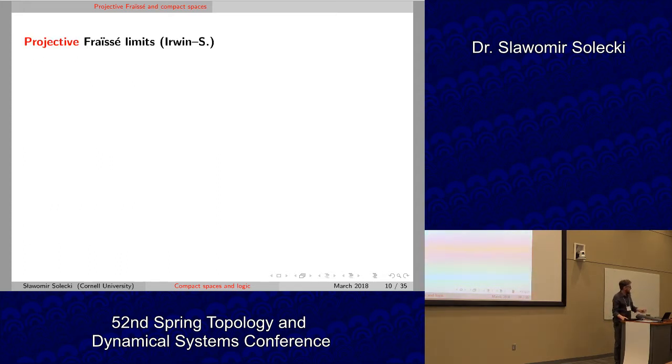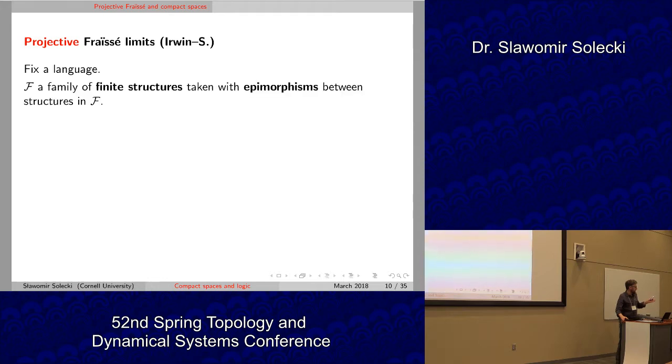Okay. So what we do, we will dualize the whole construction. So let's just say what's the difference. We still have a family of finite structures and we take it with epimorphisms now. So not embeddings, but epimorphisms. The bonding maps will be, if I have two structures, a surjection that has to preserve all the structure. So if it's a group, it's a homomorphism. If it's a graph, it should preserve the edges.